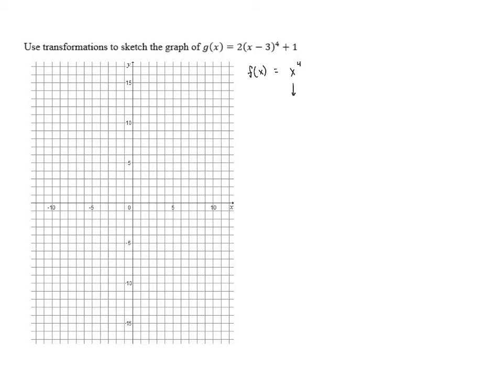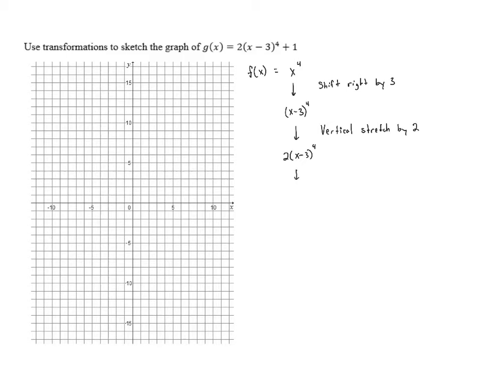So first, if we replace x with x minus 3, that gives us the quantity x minus 3 to the fourth. And we know this corresponds to a shift right by 3 units. Then we can take this function and replace it with 2 times the function. This corresponds to a vertical stretch by a factor of 2.